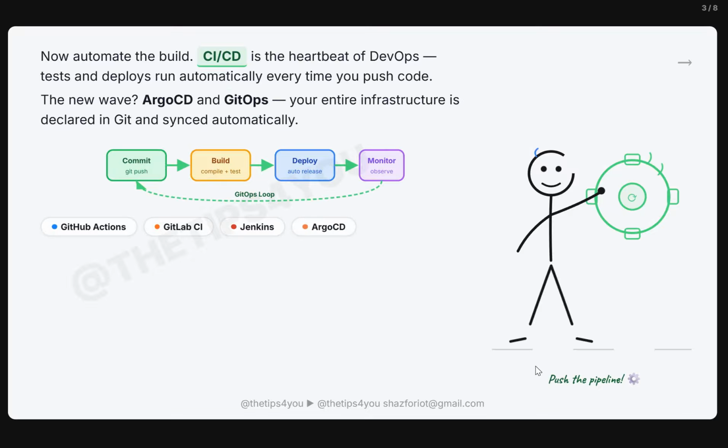The new wave is ArgoCD and GitOps. Your entire infrastructure is declared in Git and synced automatically. No more manual deployments.